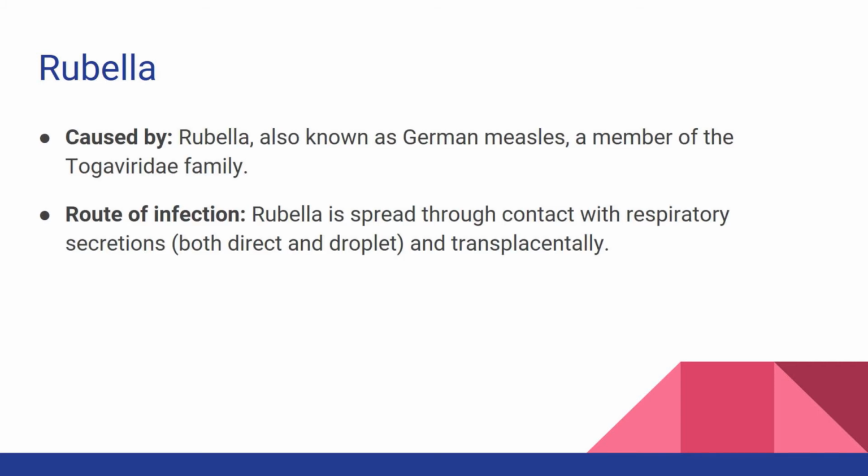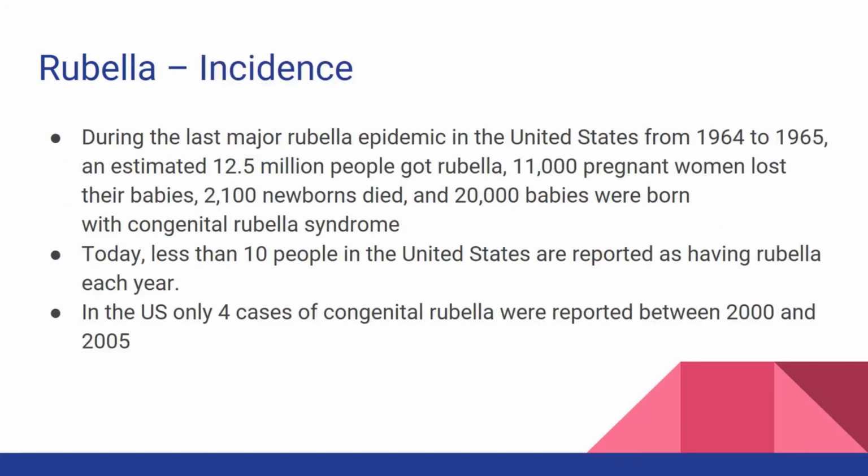So rubella, also known as German measles, is a member of the Togaviridae family. So route of infection, rubella is spread through contact with respiratory secretions, both direct and droplet, as well as transplacentally. During the last major rubella epidemic in the U.S. from 1964 to 1965, an estimated 12.5 million people got rubella, 11,000 pregnant women lost their babies, 21,000 newborns died, and 20,000 babies were born with congenital rubella syndrome.